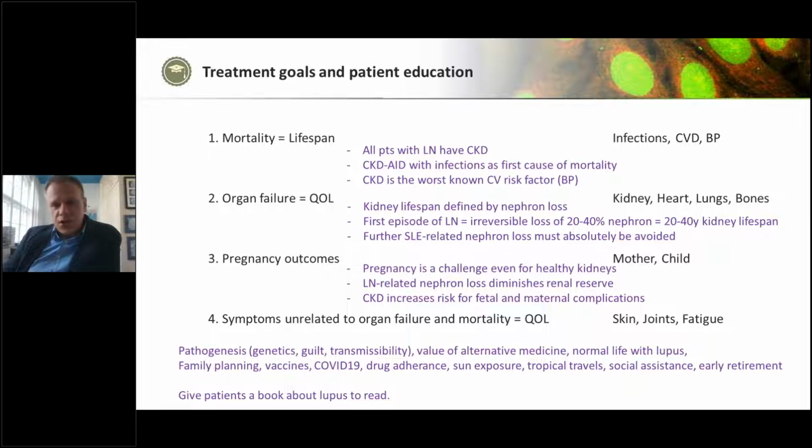So, there is a lot to speak about, and you need at least one hour for the first visit. I always book that for the patient because there's a lot to speak about.